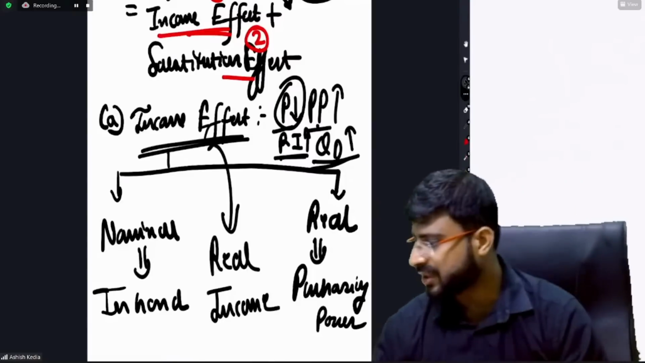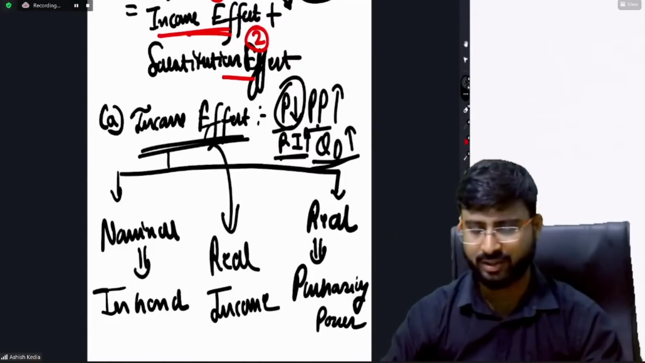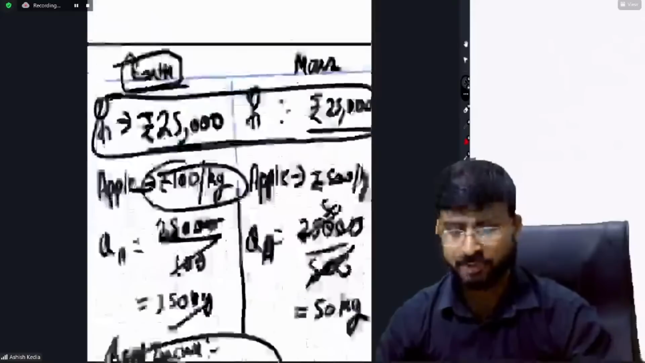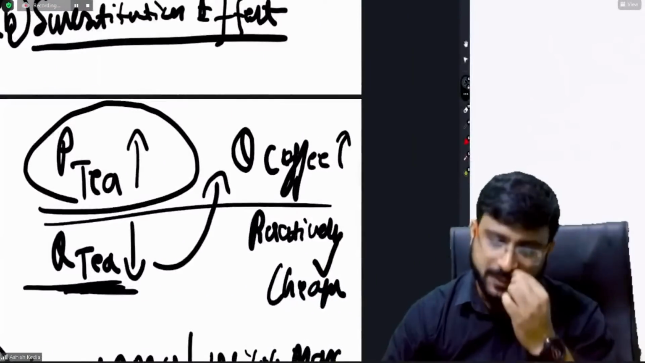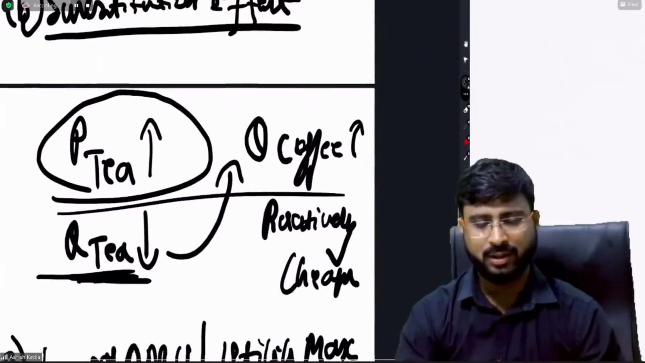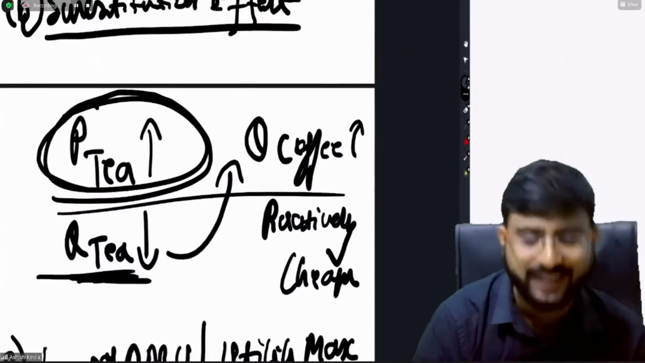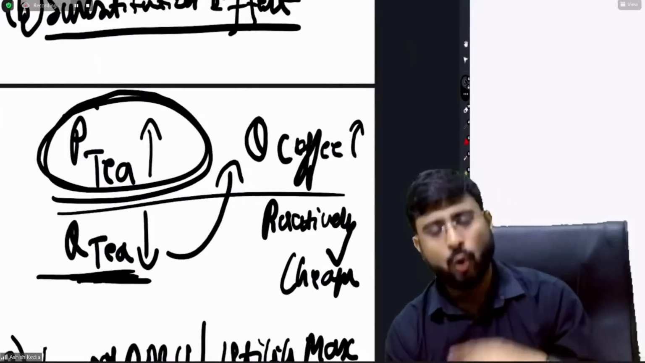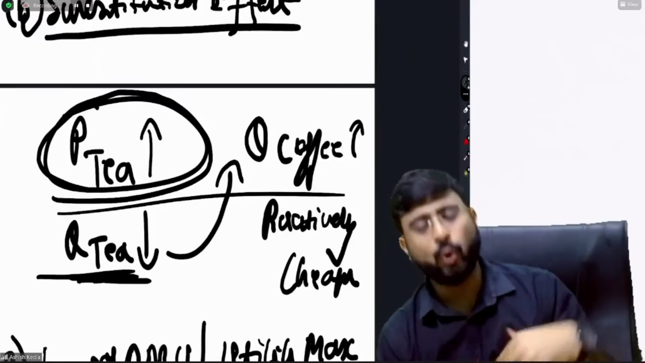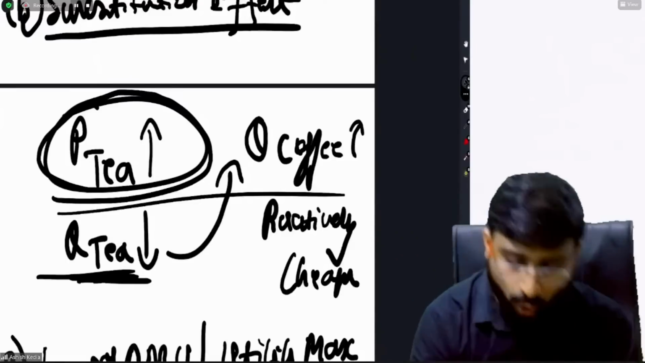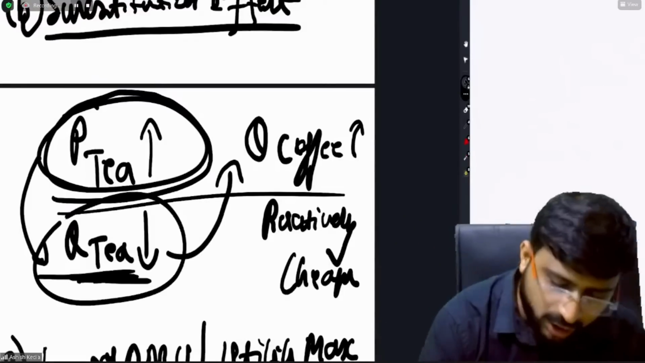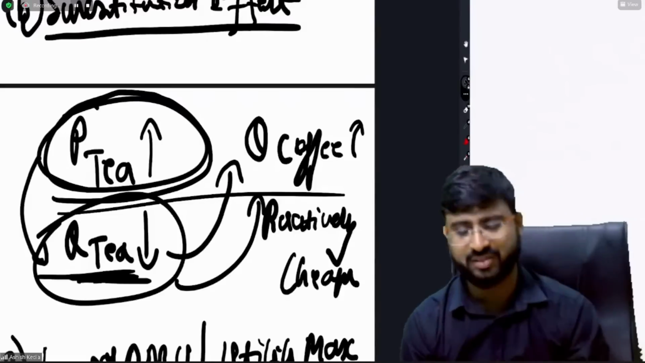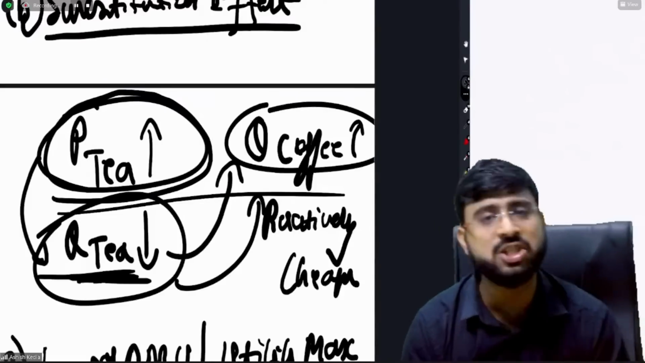Now we shall discuss substitution effect. What is substitution effect, friends? Substitution effect means that when price of tea rises, what will happen to quantity of tea? Quantity of tea will fall because tea has become more expensive. Since quantity of tea has fallen, quantity of coffee has risen, since coffee is relatively cheaper.